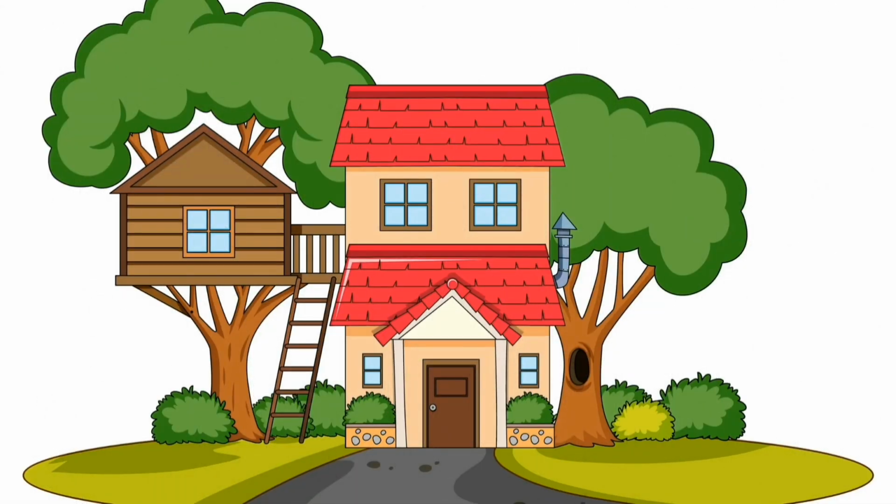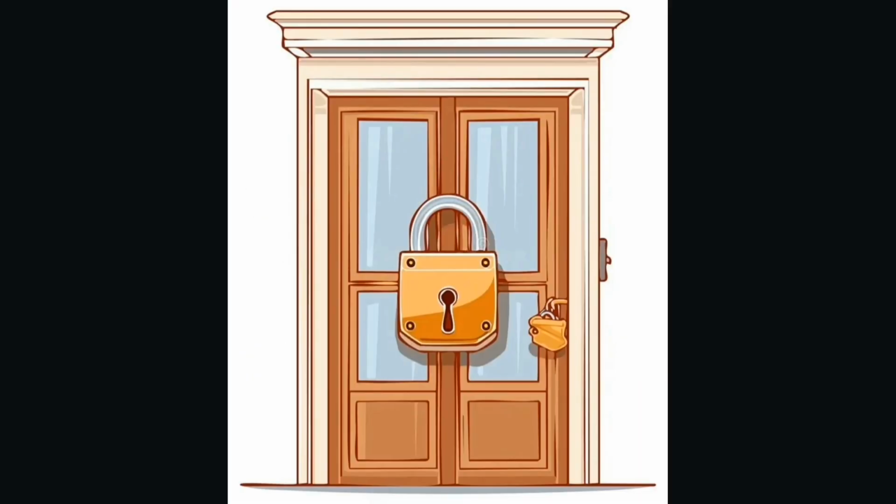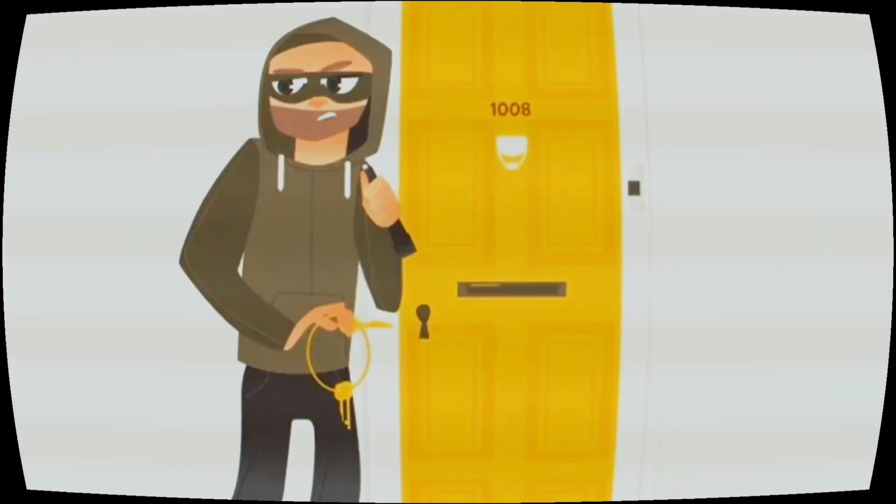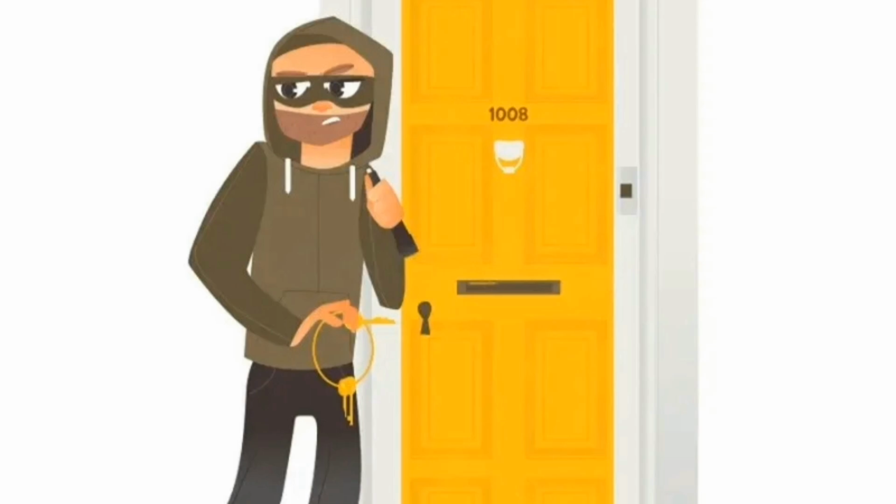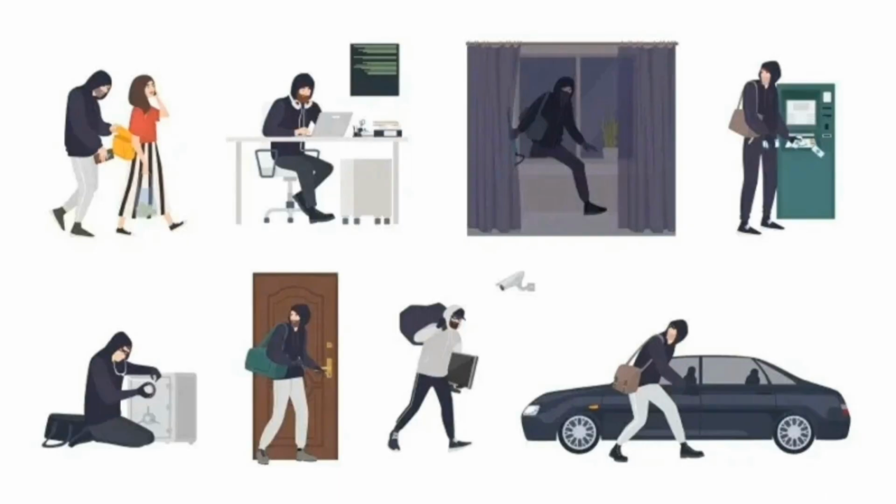Let me explain a real-time example. Let's imagine your house. Your house has a main door, windows, and a lock. If the door lock is strong and properly closed, your house is safe. But if the lock is weak or the door is not properly closed, a thief can easily enter. A black hat hacker is like a thief. He enters your house without permission and steals valuable things.